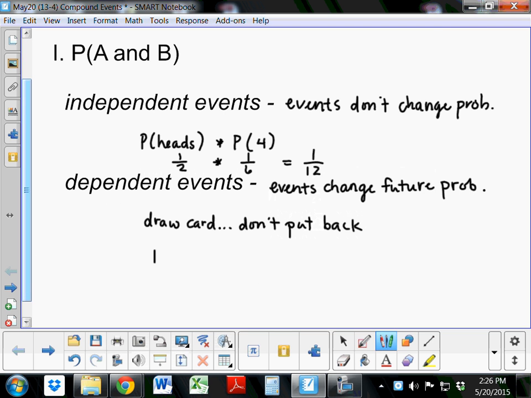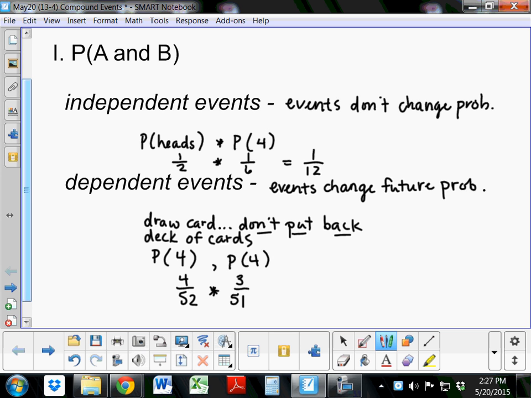So let's say that it was the probability of me pulling a 4 in a deck of cards. So let's say this is a deck of cards. What's the probability of me pulling a 4? 4 over 52, 1 over 13. Okay, 4 out of 52 or 1 out of 13. Now if I'm not putting the card back, what is the probability of me then getting another 4? 3 over 51. Good.